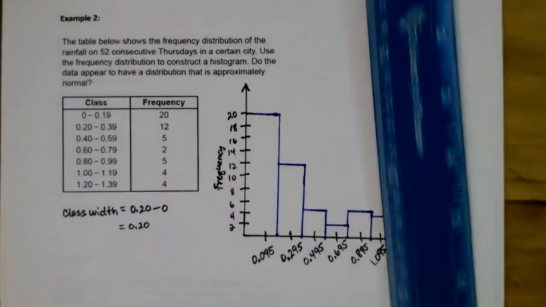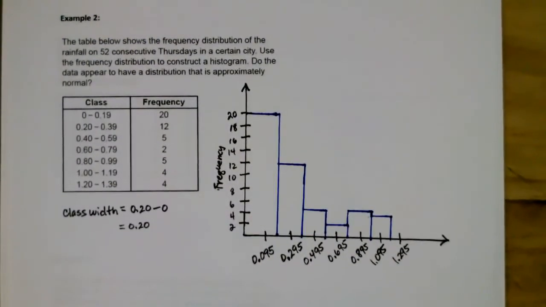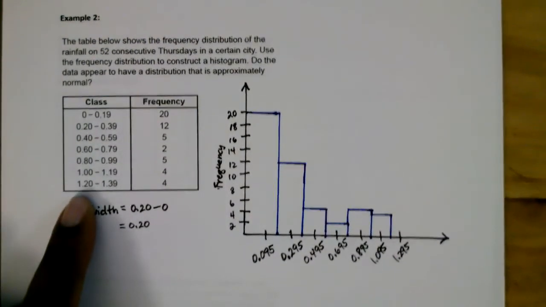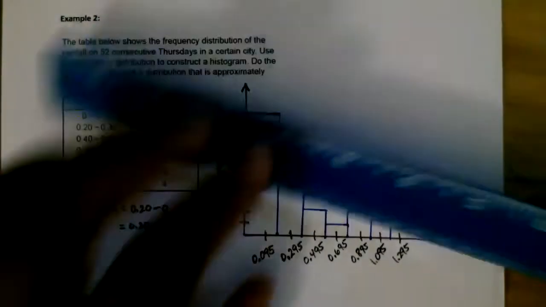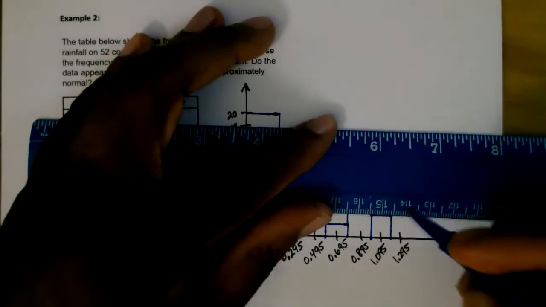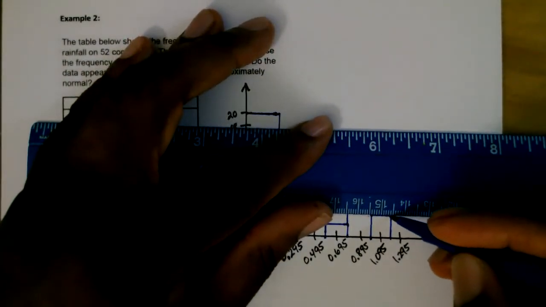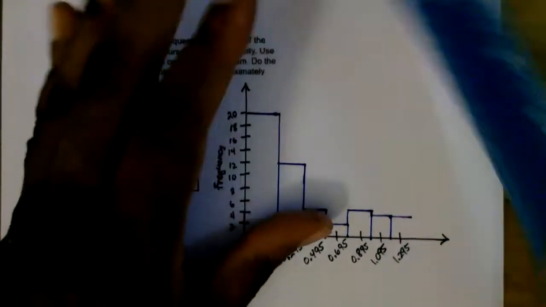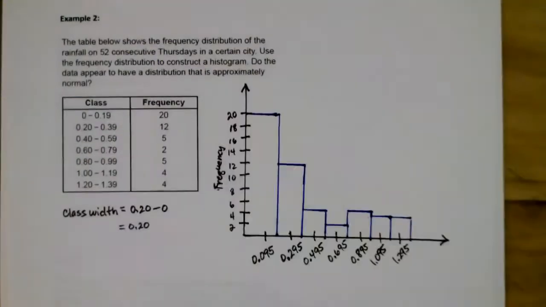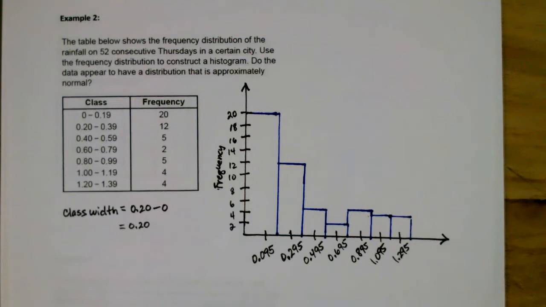Come down like that. And then finally, 1.295 is the class midpoint for 1.20 to 1.39. That frequency is also 4. So the height for that box will be the same as the one for the previous class. Okay. All right, so that's how I construct a histogram for this frequency distribution.